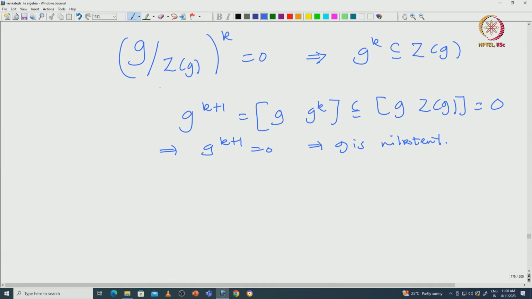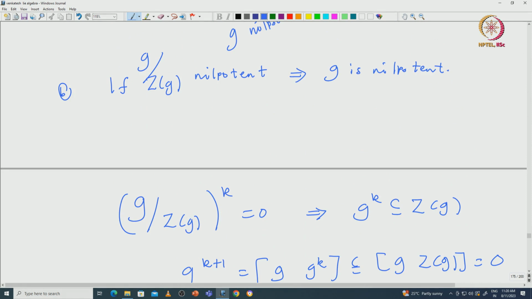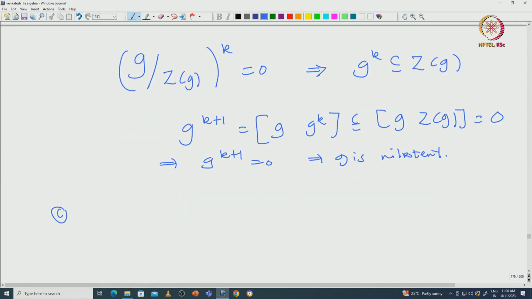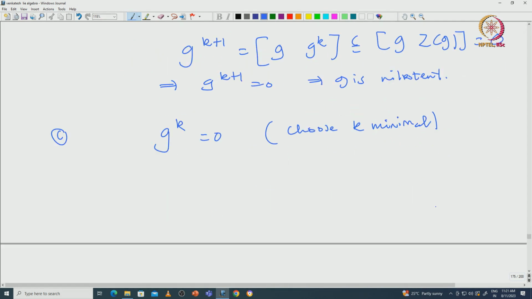Okay. So, what I mean by that? This lower central series converges to 0. Okay. So, that is what nilpotent means. In particular, if there is a k that is chosen minimally such that G^k is 0, choose k minimal such that G^k is 0. Then it is immediate that G^(k-1) will be non-zero.